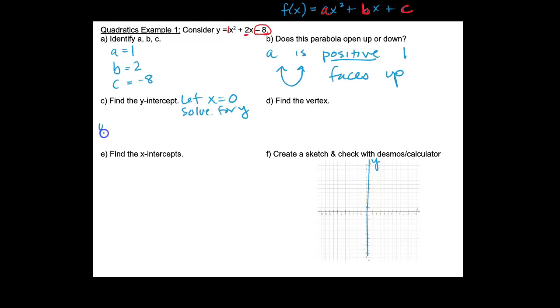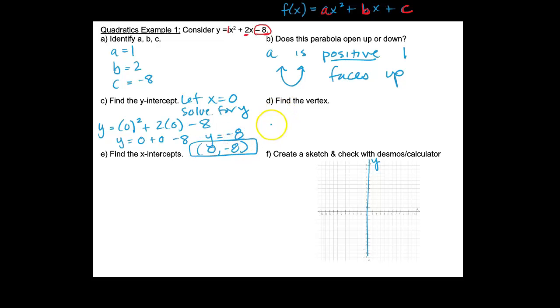So I'm just going to write down y equals 0 squared plus 2 times 0 minus 8. And so these first two terms just become 0. And we're left with 0 plus 0 minus 8, which is just negative 8. So y equals negative 8. So the y-intercept is going to be (0, negative 8). So that's the answer for part C.